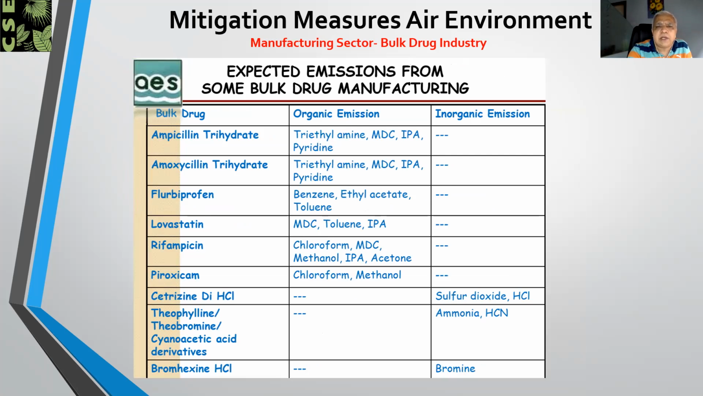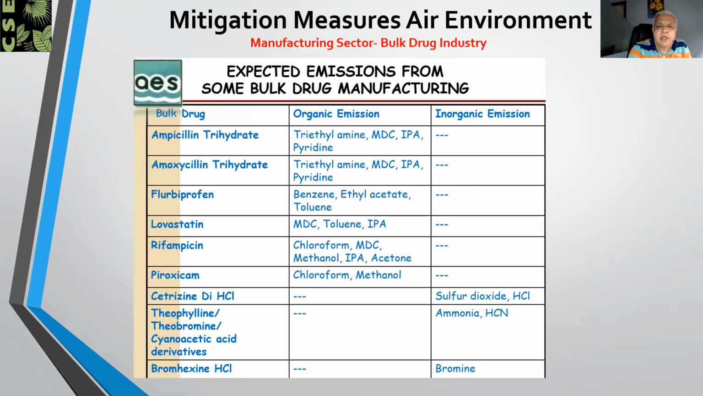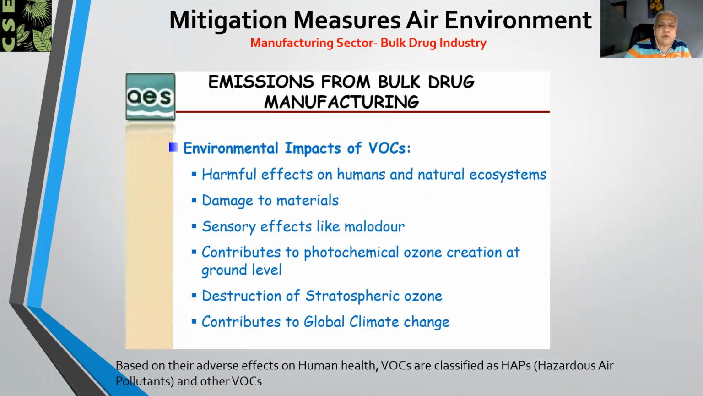VOCs are compounds which remain in the vapor form at 20 degrees centigrade. So these compounds, if they are evolved at 20 degrees centigrade and are in vapor form, then these are called volatile organic compounds, which have very high impact on the environment and on humans. They damage the materials. They are odorous. They can result in photochemical ozone generation at the ground level. They can destroy the stratospheric ozone and contribute to global climate change.